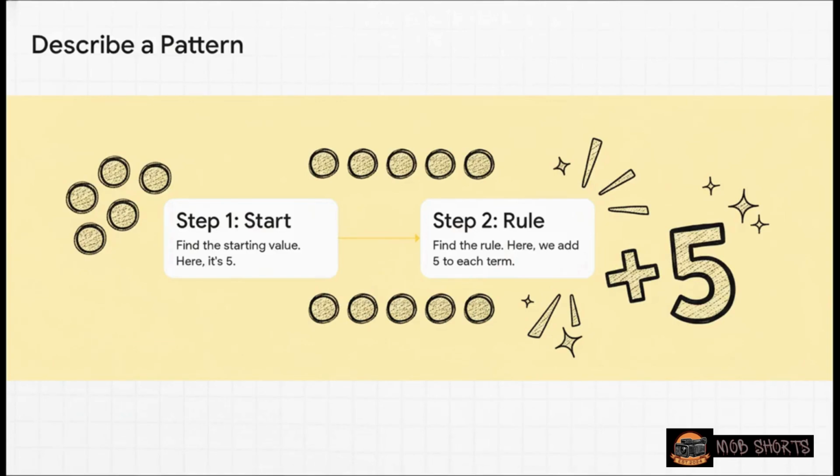For any number pattern they give you, you just need to answer two simple questions. Number one, where does it start? Here, it's obviously 5. And number two, what's the rule? Well, you can see we're just adding 5 each time. Starting value and rule. That's all there is to it.